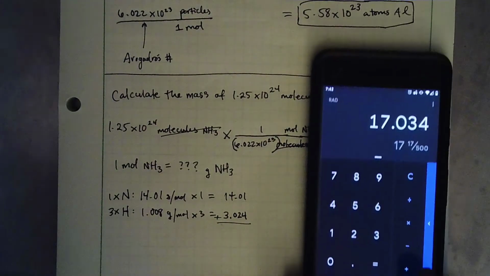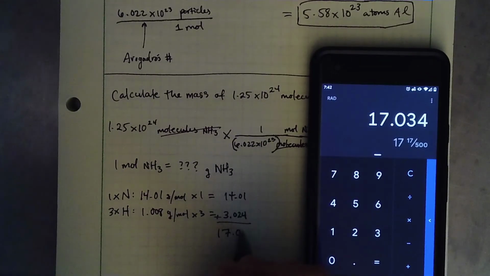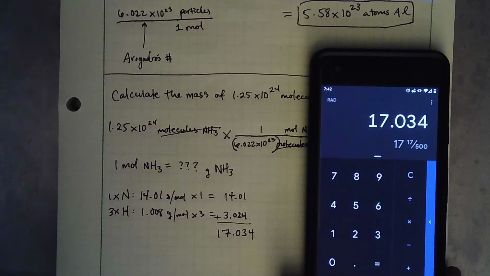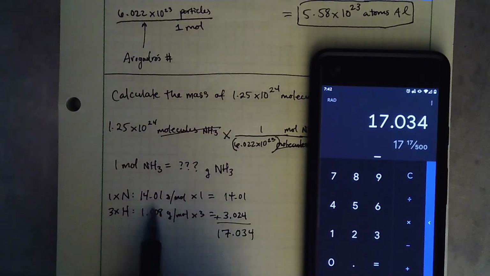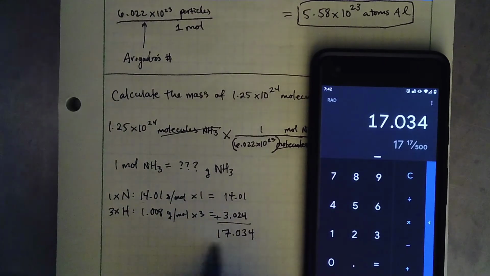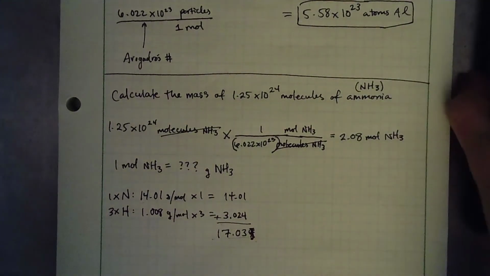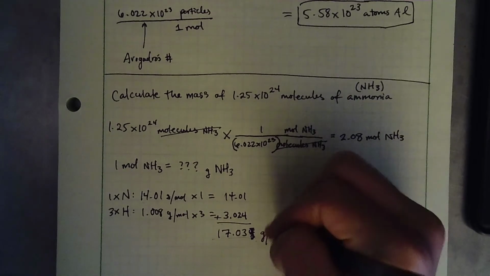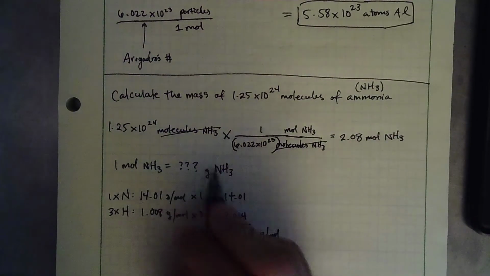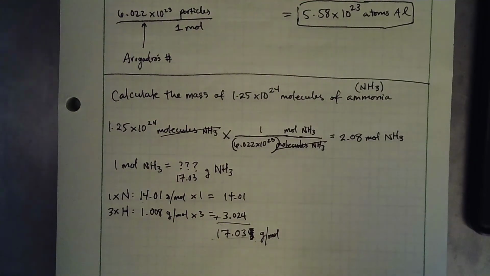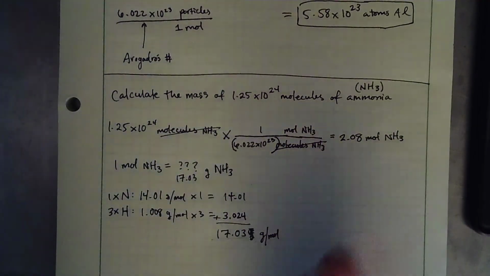Okay. So I've got 17.034. Once again, if we want to be super nitpicky about the significant figures, this number starts with 4. This number starts with 4. Magically, we have a number that has 5 sig figs in it. So I'm actually going to chop off that 4. I'm going to round to 4 decimal places. There we go, 17.03 grams per mole. That means 1 mole of ammonia weighs 17.03 grams. Okay, so that is going to be the important part for the final part of the calculation.